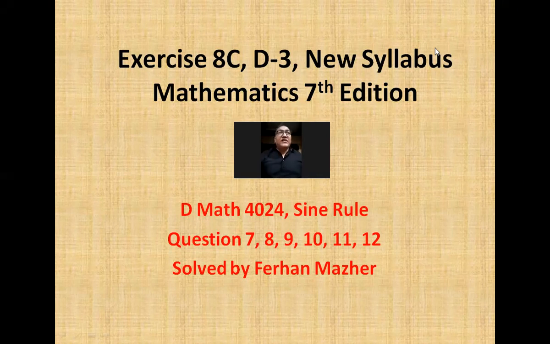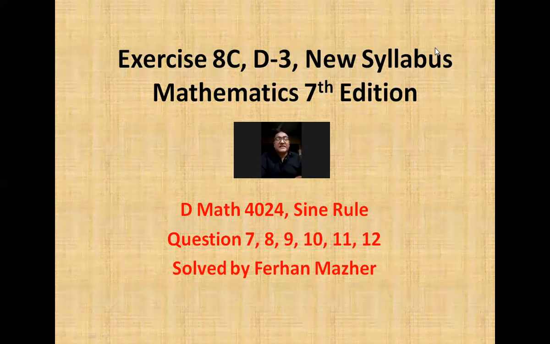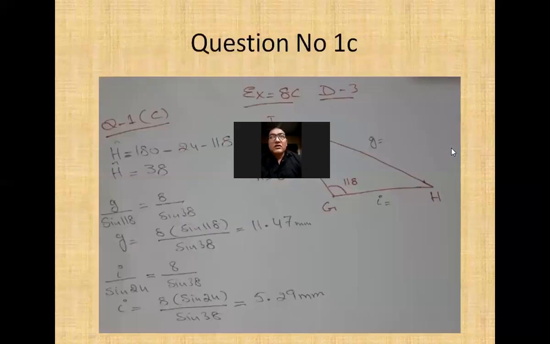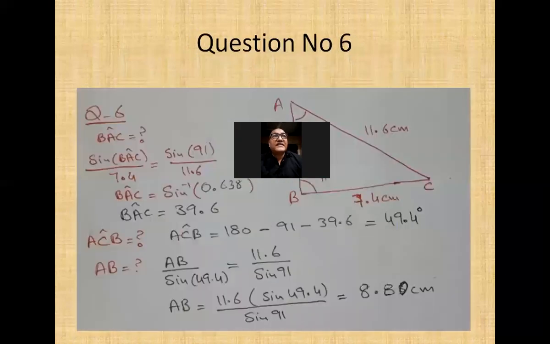So let's start. We will be starting from question number 7, and this exercise basically is related with the sine rule and all the trigonometry which you have learned in your 8th class, and the trigonometry which is present in the D2, so the book D2. So let's start today's work, and we will be starting from question number 7. So let's go to question number 7.